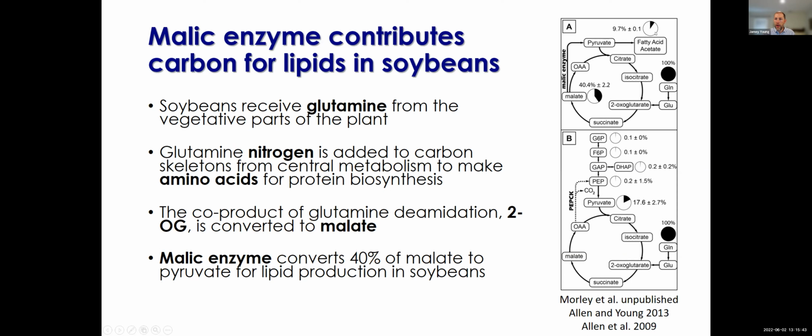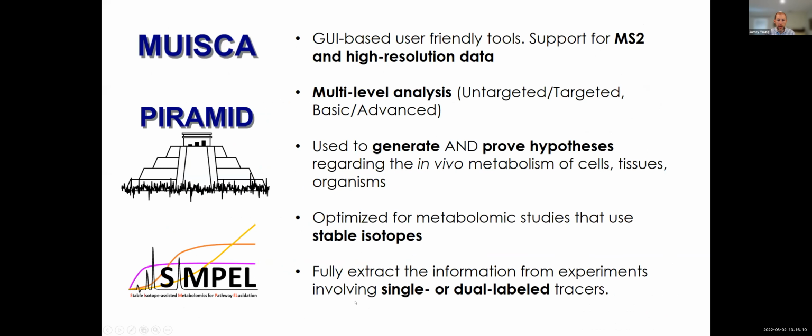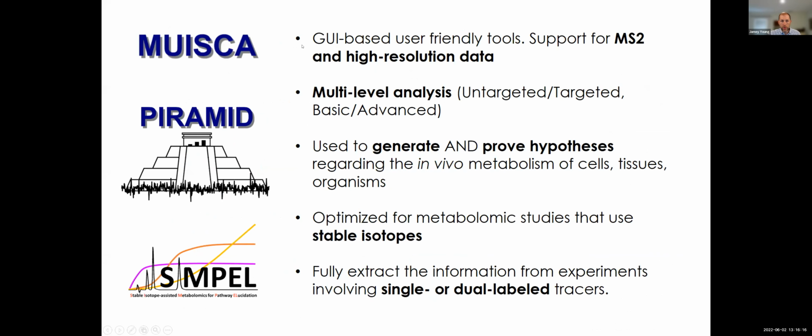And so ultimately, because we see so much enrichment going into malate and fatty acids that's derived from pyruvate, but we see very little enrichment in PEP, we can distinguish the activity of malic enzyme from PEP-CK, which produces PEP directly, versus malic enzyme, which produces pyruvate directly. So this sort of supports an important role for both glutamine metabolism and malic enzyme in the synthesis of oil and protein.